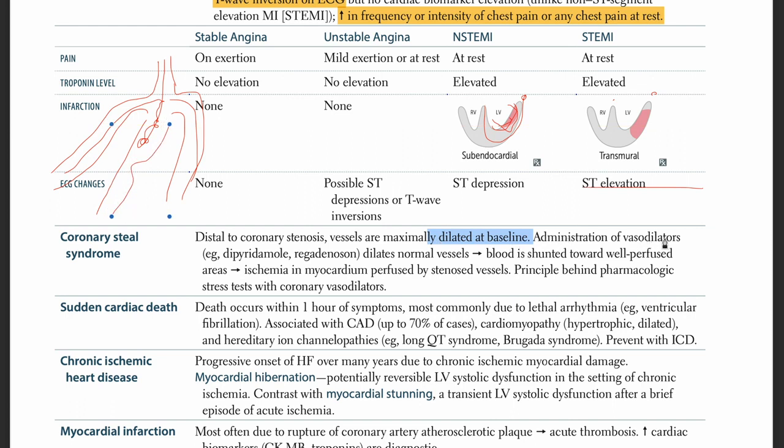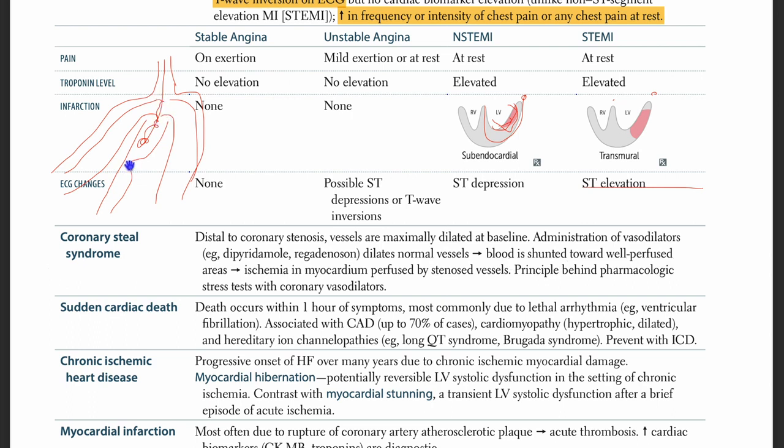Right? So administration of vasodilators like dipyridamole or regadenoson dilates normal vessels. Okay, so obviously we would think, what if we just dilate this vessel? Wouldn't that just make everything easier? But when you give a vasodilator, what else is going to happen? These are going to get dilated as well, like that. This one would get dilated, but again, the stenosis is still going to apply. So this will cause blood to shunt towards well perfused areas.